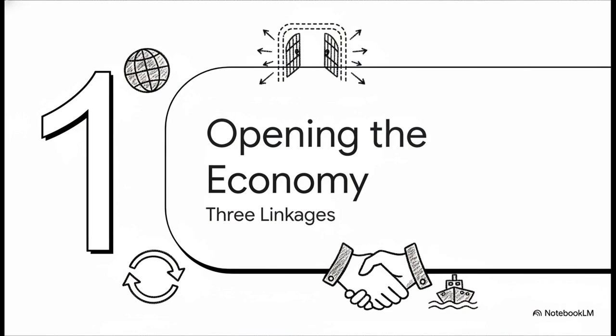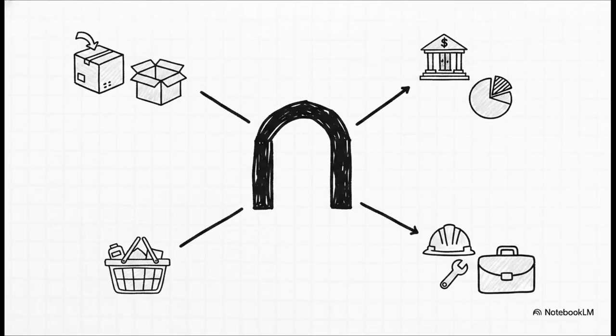Opening the economy. Let's start with the absolute basic building block. What makes an economy open in the first place? Basically, an open economy links up with the rest of the world in three main ways. First up is the output market. This is your classic trade of physical goods and services. It's what happens when you buy French wine at the grocery store or an American tech company sells software overseas. It just dramatically widens consumer choices.